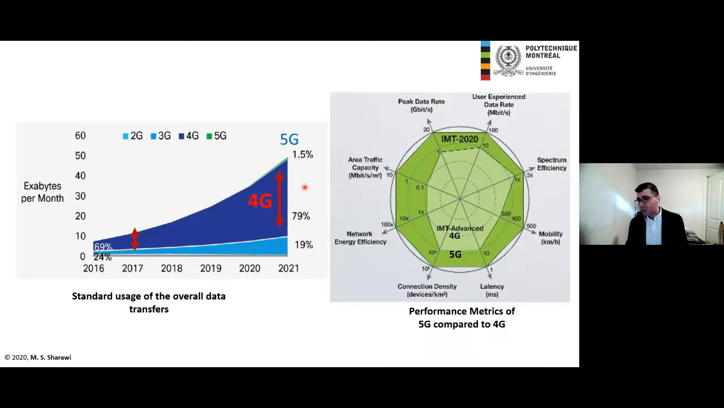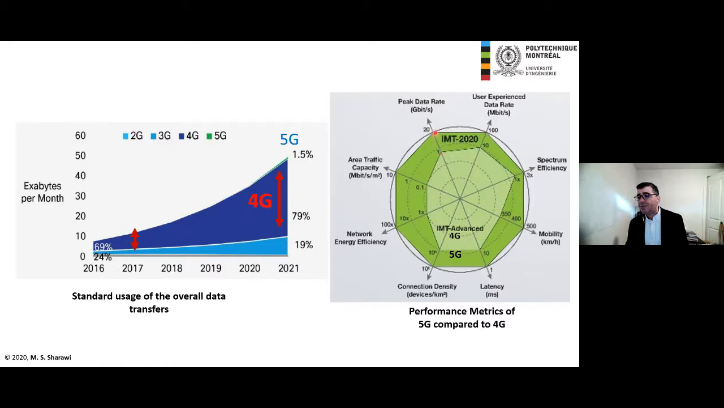When we look at the various aspects, the performance metrics comparing 5G to 4G, we can see that this light green over here is the performance metrics of 4G, and then this darker green all around is the 5G. So we can see that there's a huge leap between the metrics that we are seeing nowadays in 4G and what we will see in a few years from now from 5G.